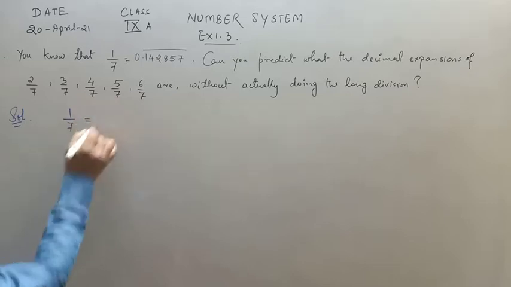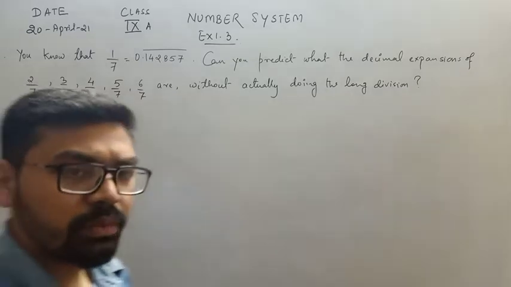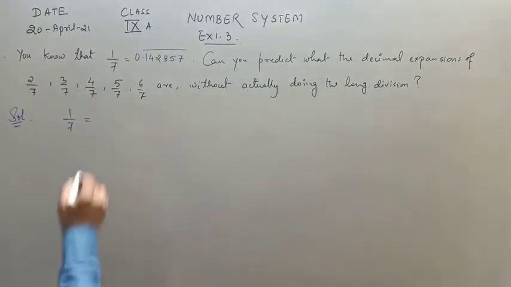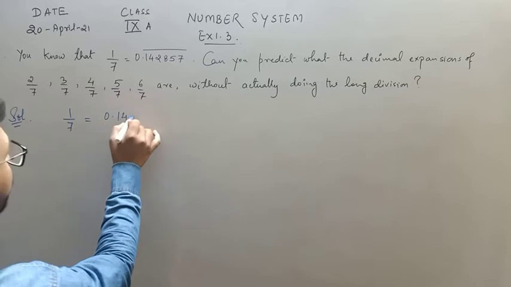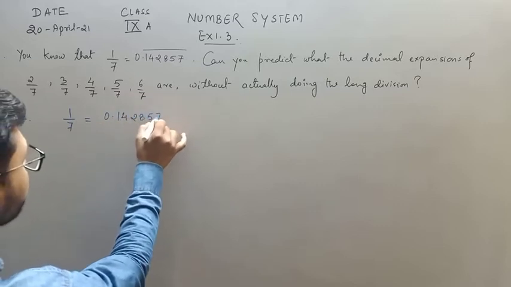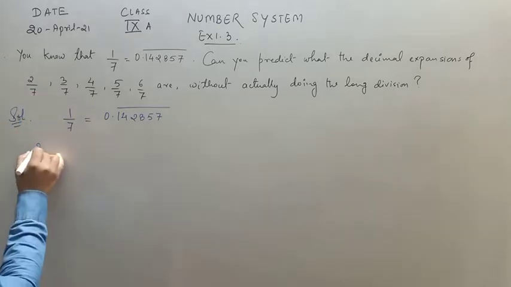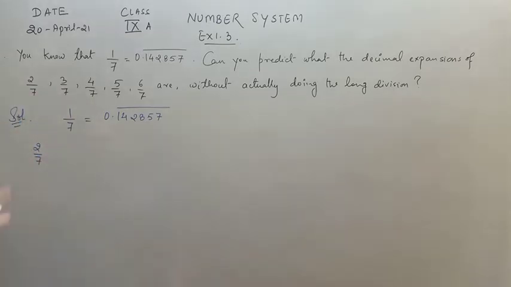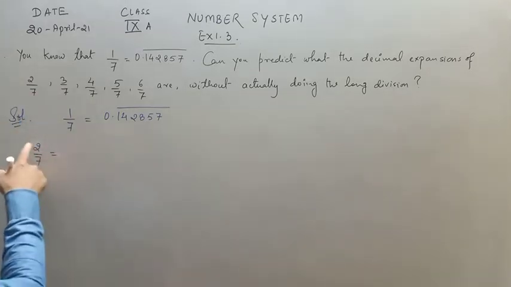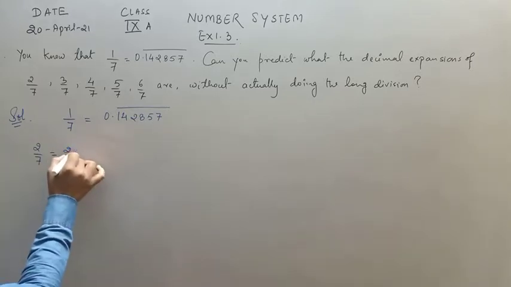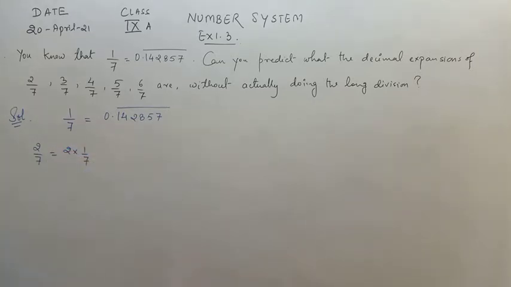The decimal expansion of the rational number 1 upon 7 is given to you, and this is equal to 0.142857. Now if you want to find the value of 2 upon 7, 2 upon 7 can be written as 2 into 1 upon 7. If I write like this, is there any problem?